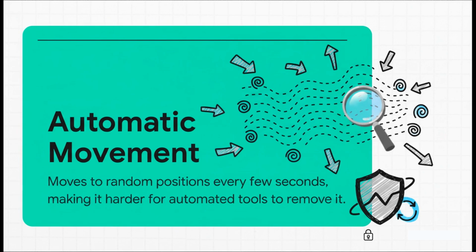First up is that automatic movement. The watermark doesn't just sit in one spot. It dynamically hops around to different positions on the screen every few seconds. And this is the key, because it makes it incredibly difficult for those automated removal tools to get a lock on it and erase it. Your watermark is always a moving target.